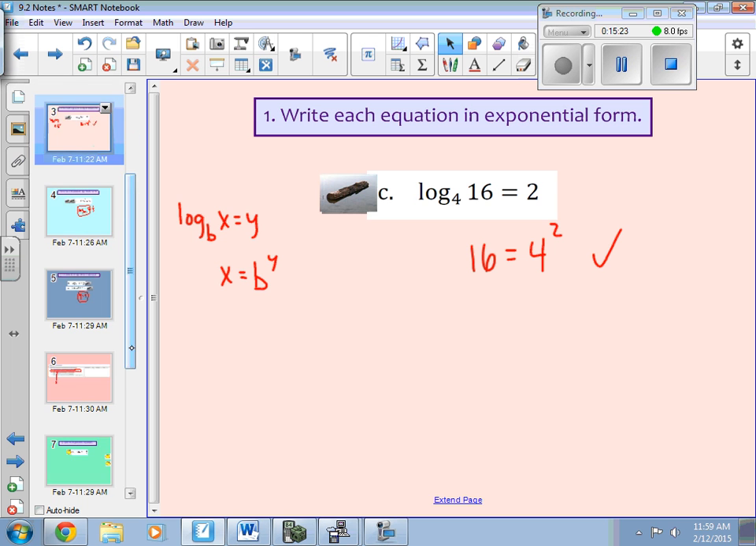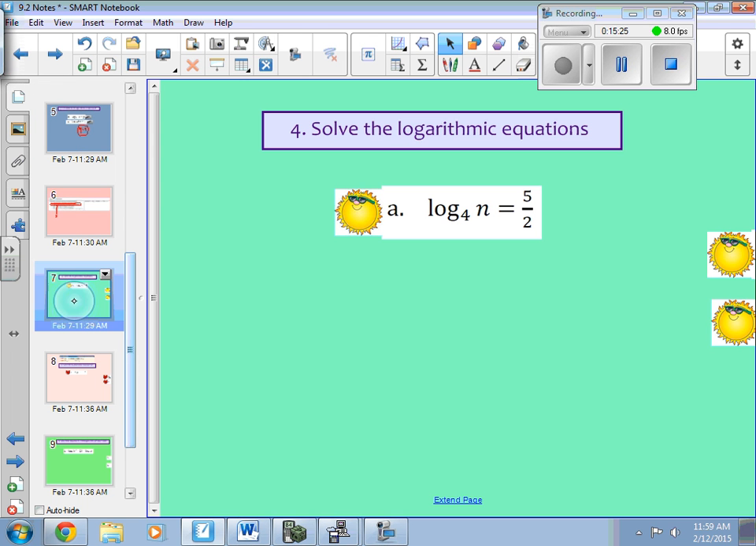All right, so keeping that in mind, we'll talk about that in a little bit. We're going to do some ones where we're going to solve with logs. So on 4a here, we want to know log base 4 of what would equal 5/2. Well, we don't want to just guess at this. And so what we can do is do the same thing you're doing on the other side.